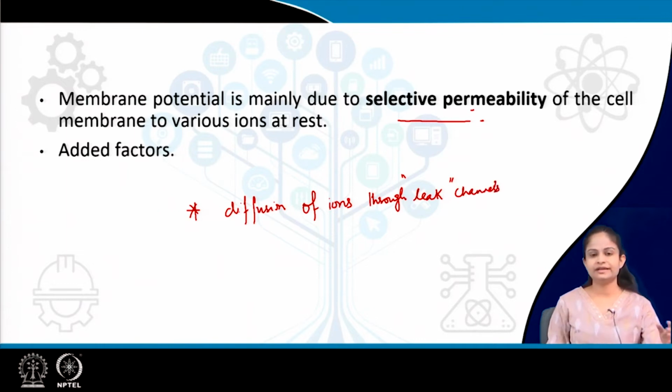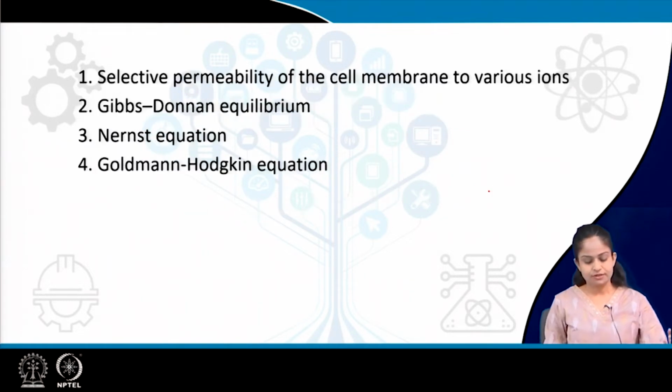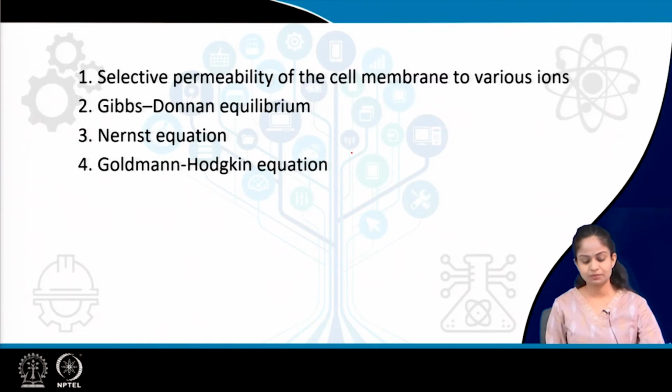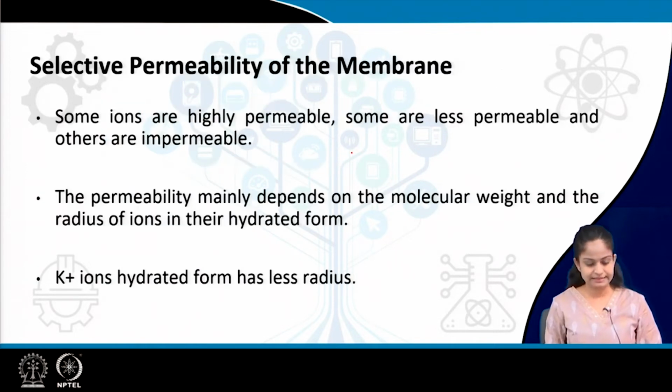Now, in our body we have a number of channels, like ligand-gated channels and voltage-gated channels, but there are also leak channels which will remain open even at rest. So, that usually contributes to the resting membrane potential. As has been discussed, there is selective permeability, the Gibbs-Donan effect, the Nernst equation and the Goldman-Hodgkin equation, which we will discuss in further slides.